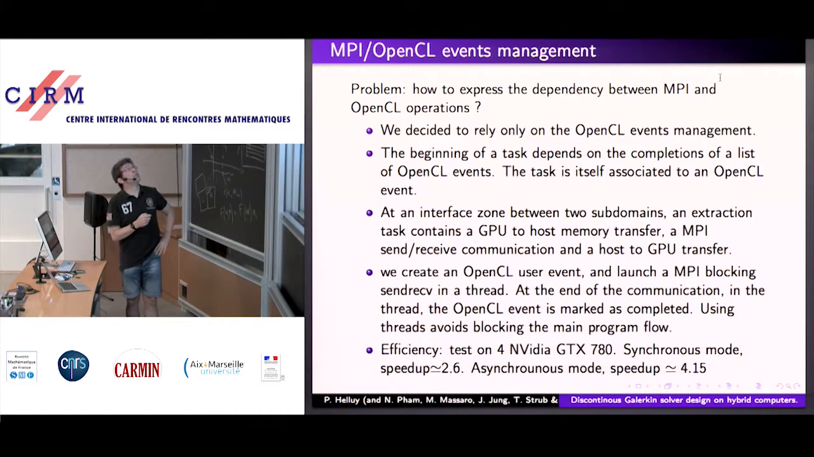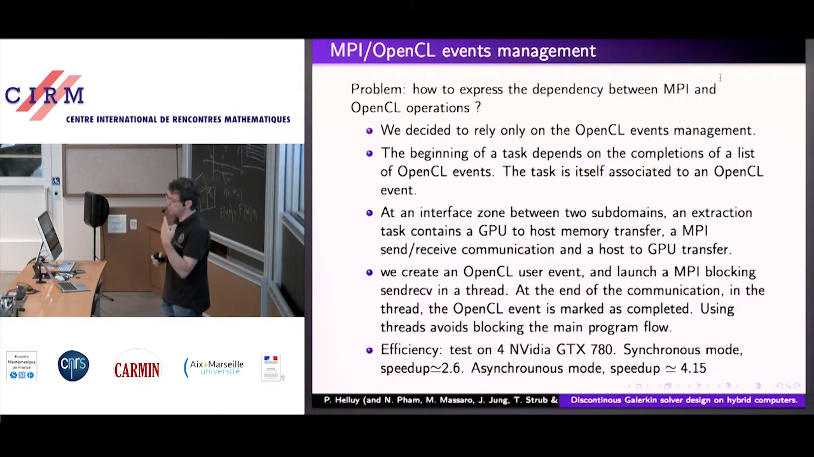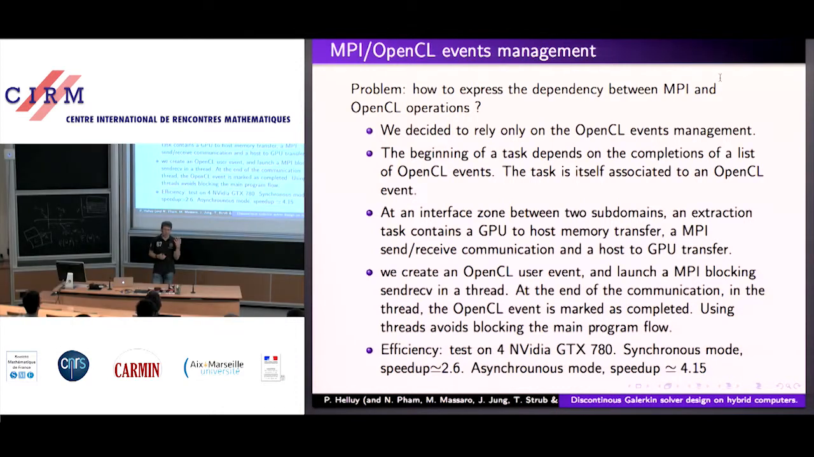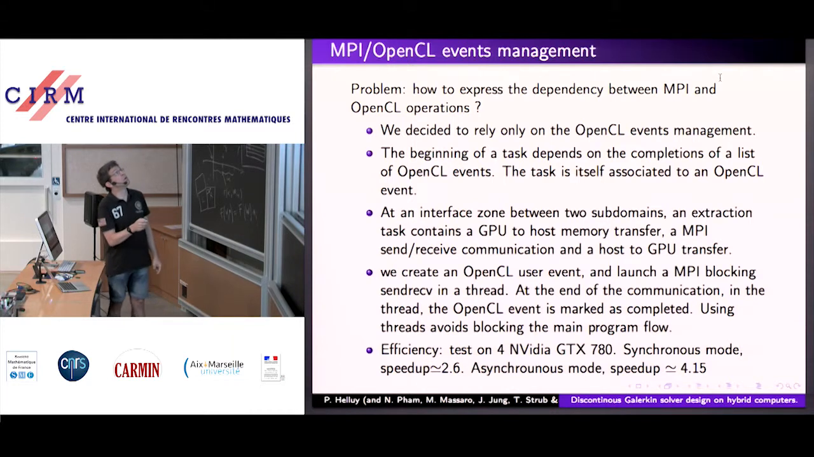Then you have practical problems that are related to MPI and OpenCL event management. Because when you launch a kernel in OpenCL, OpenCL is able to say, okay, this kernel is finished, so you can launch another one. But you have to establish a communication between MPI and OpenCL. We have not found other solutions than this one.